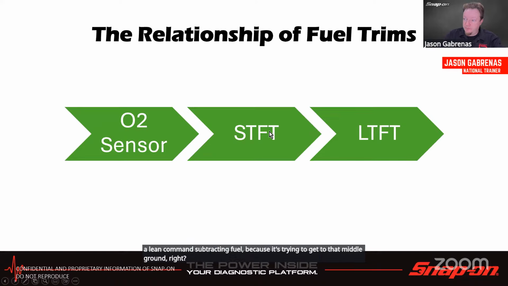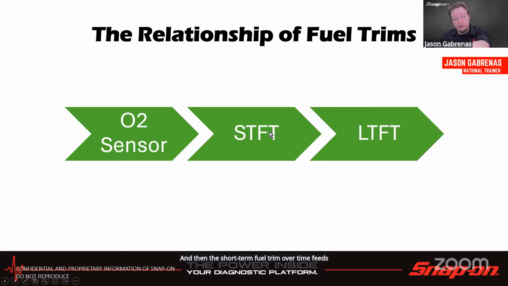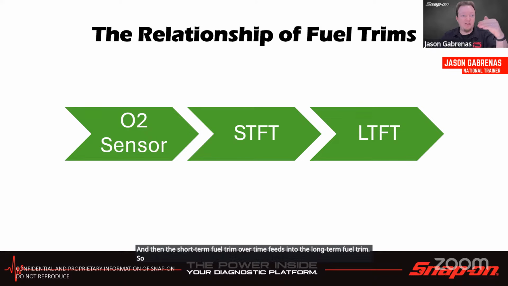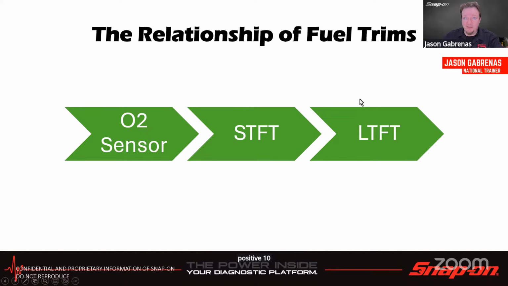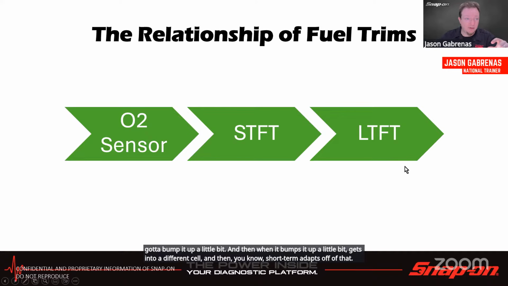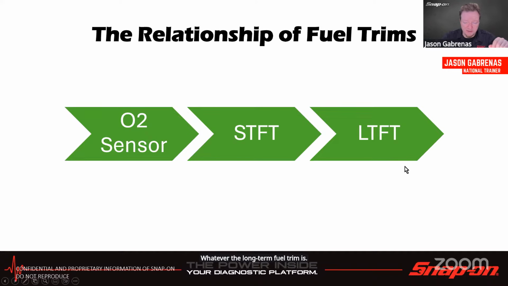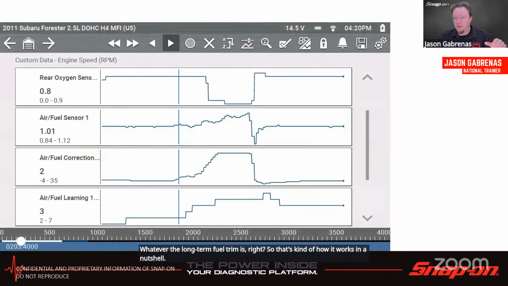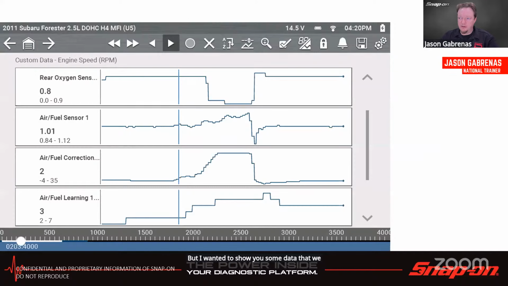And then the short-term fuel trim over time feeds into the long-term fuel trim. So if I have a positive number for a very long time, like +8, +9, +10 for a long time, then it'll tell the long-term fuel trim, hey, you got to bump it up a little bit. And then when it bumps it up a little bit, it gets into a different cell, and then short-term adapts off of whatever the long-term fuel trim is, right? So that's kind of how it works in a nutshell. But I wanted to show you some data that we captured doing a little experiment on this.